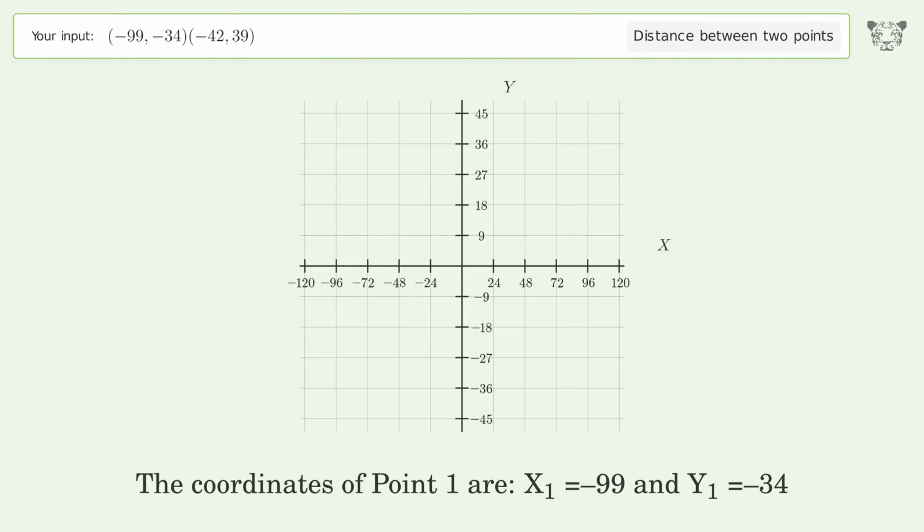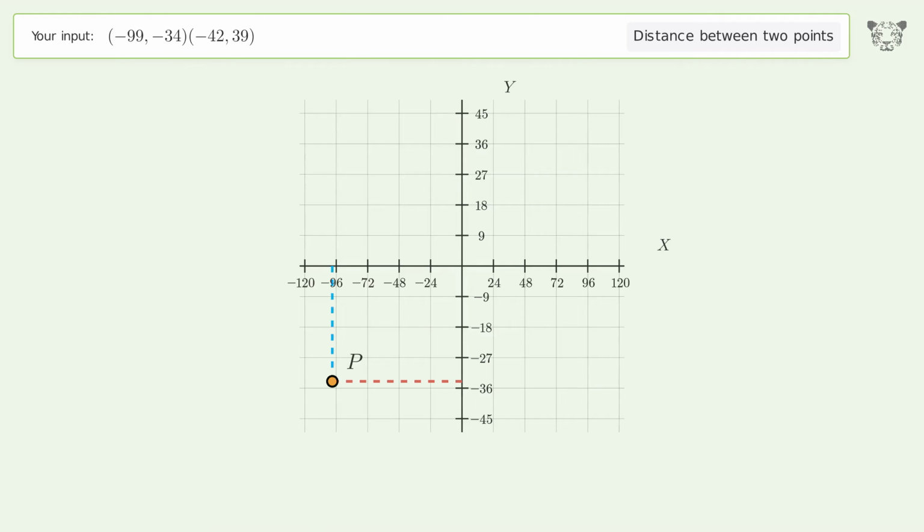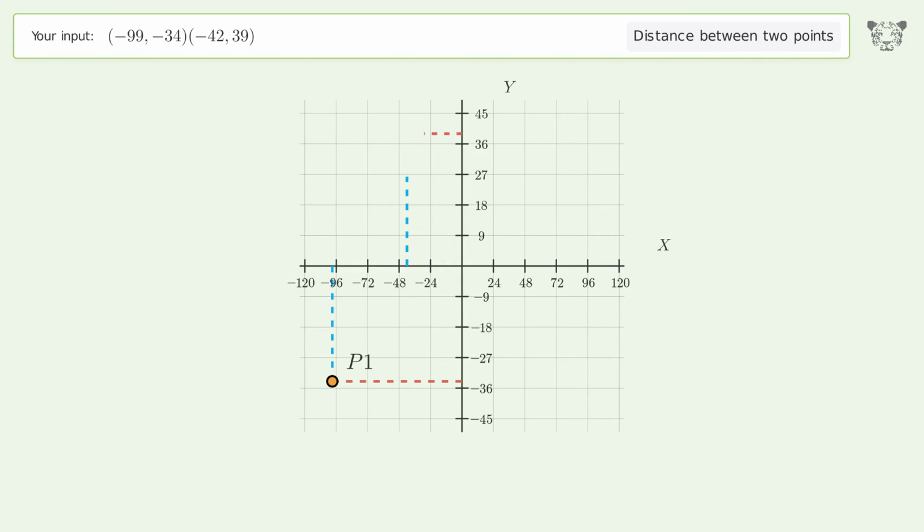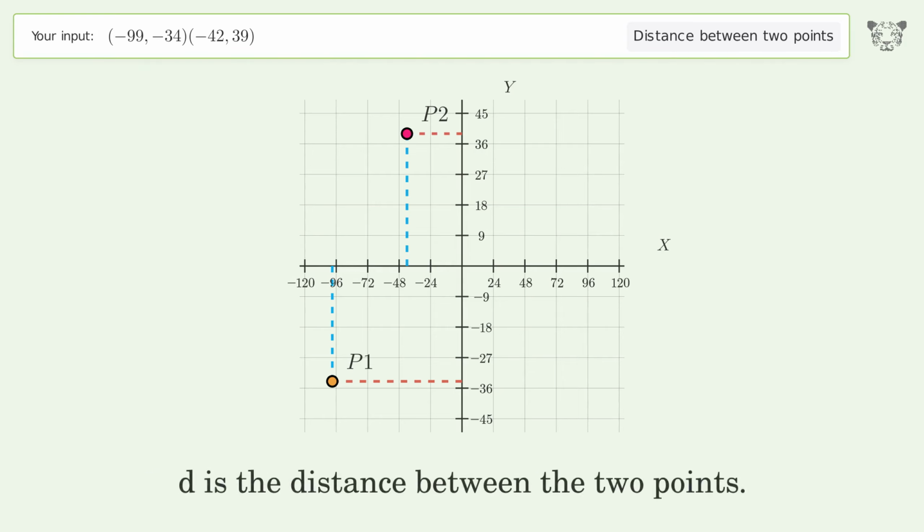The coordinates of point 1 are x1 equals -99 and y1 equals -34. The coordinates of point 2 are x2 equals -42 and y2 equals 39. D is the distance between the 2 points.